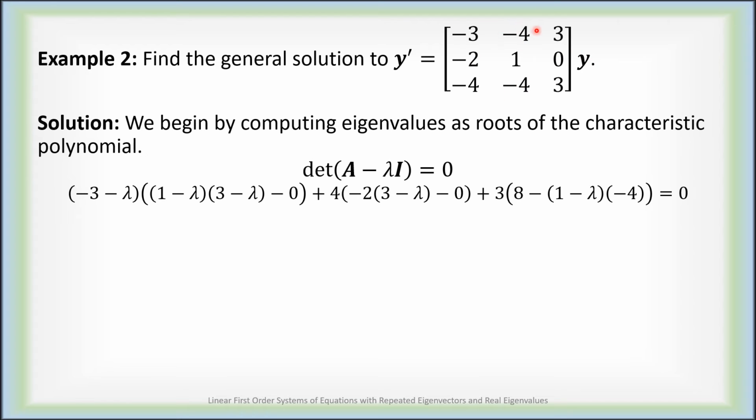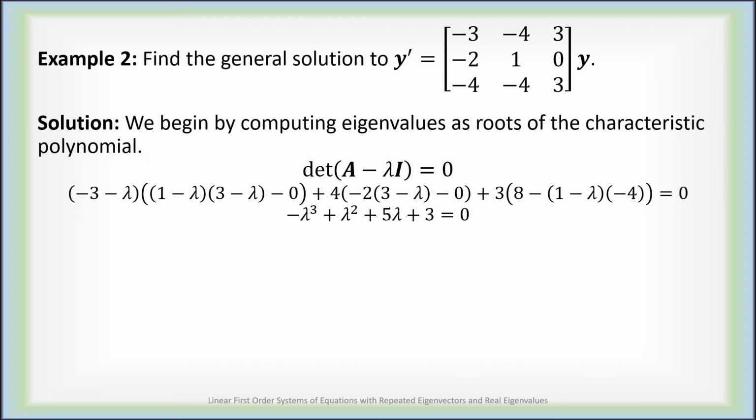Then minus negative 4, so plus 4, times the determinant of these two elements with these two, negative 2 times 3 minus lambda, remember we're subtracting lambda off the diagonal, minus 0 times 4, plus 3 times this 2 by 2 determinant, negative 2 times negative 4, minus 1 minus lambda times negative 4. So we need to set all of this equal to 0. So expand all of that out.